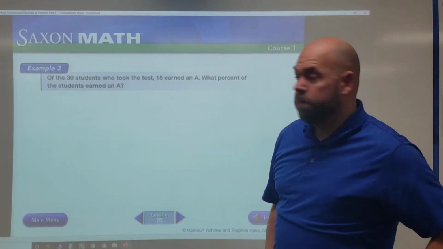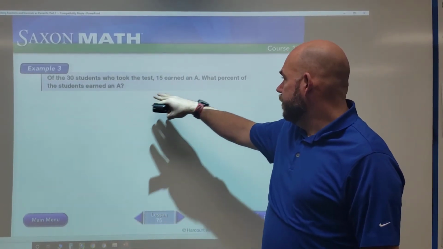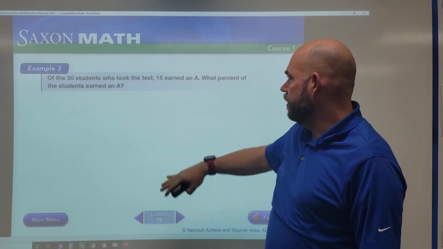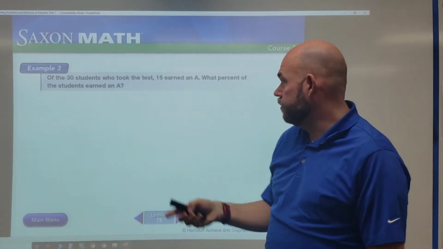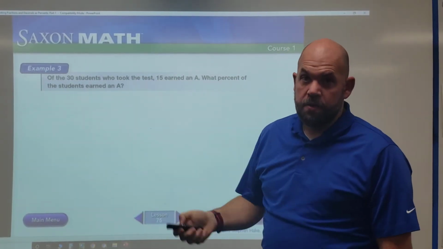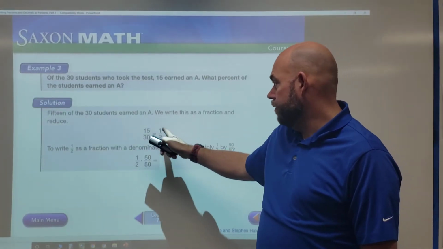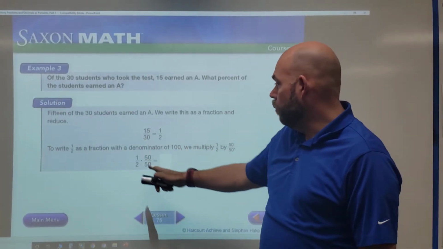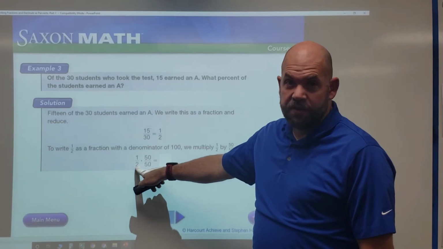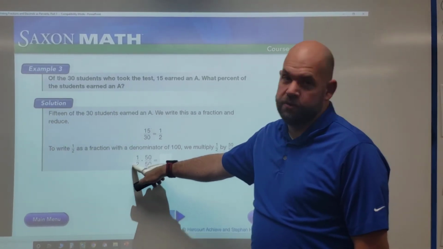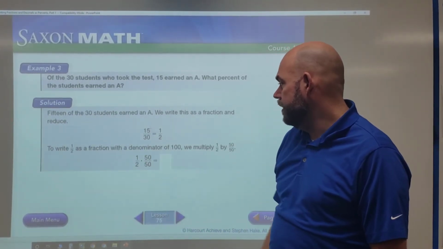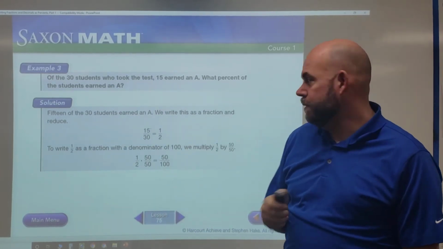So let's take a word problem here now. 30 students take a test, 15 got an A, what percent got an A? So it's a ratio first, so we're just going to solve 15 out of 30. We're going to have to reduce that. 15 out of 30 equals 1/2. 1/2 isn't out of 100, so 2 times what is 100? 2 times 50, so we put 50 over 50. We get 50 over 100, 50%.